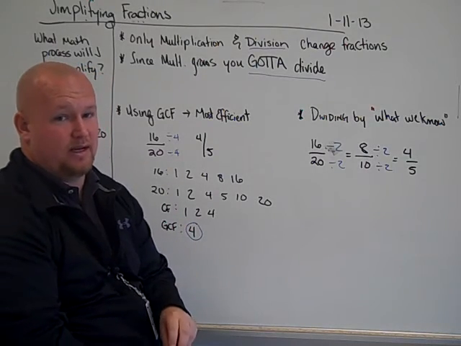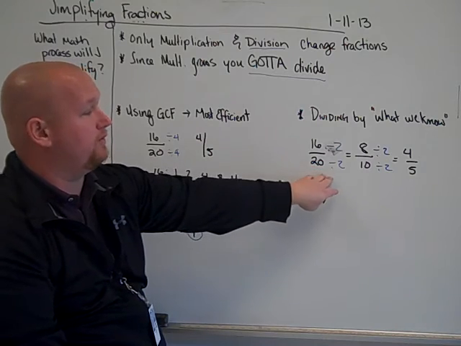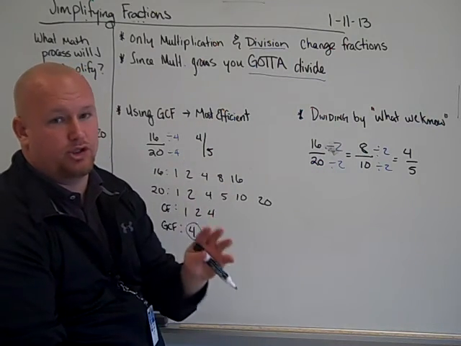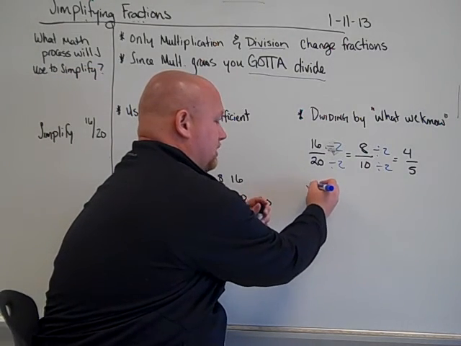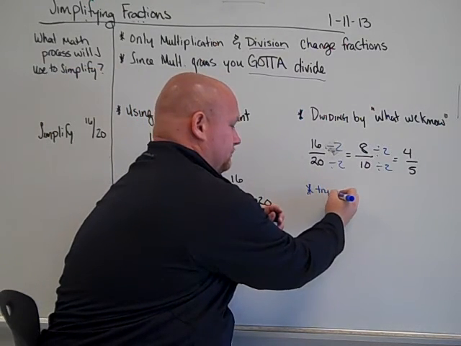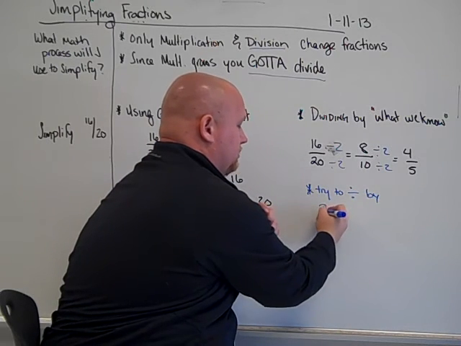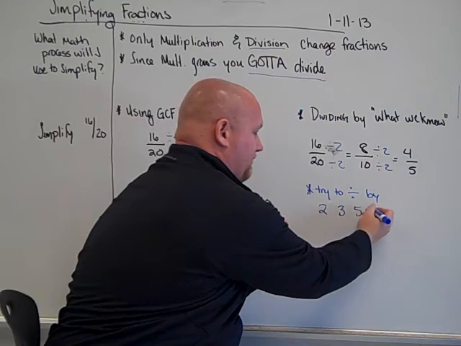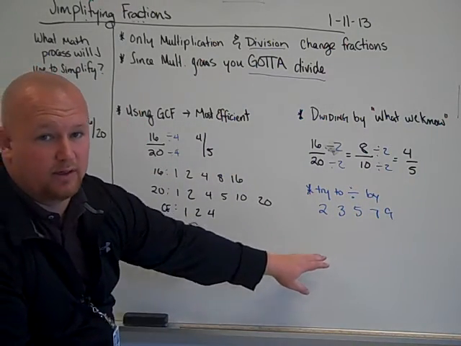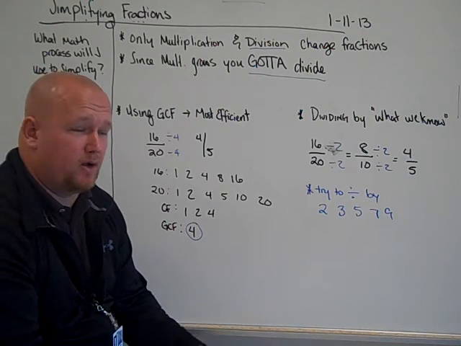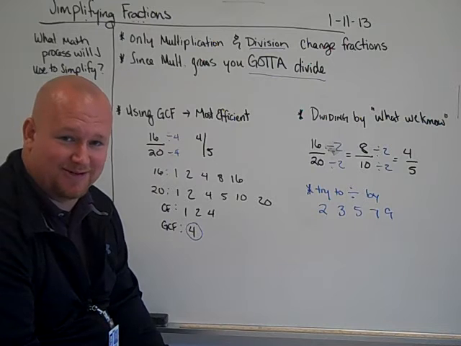Remember what I said Wednesday night. When you are finding the greatest common factor, especially when we're dividing by what we know, I always want you to try to divide by these 5 numbers. Always double check yourself. 2, 3, 5, 7, and 9. Talk more about that a little bit later this week. Depending on where our conversation went on Thursday, I might have already told you why to check by those numbers.